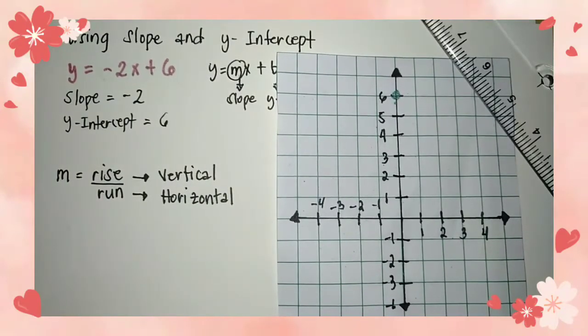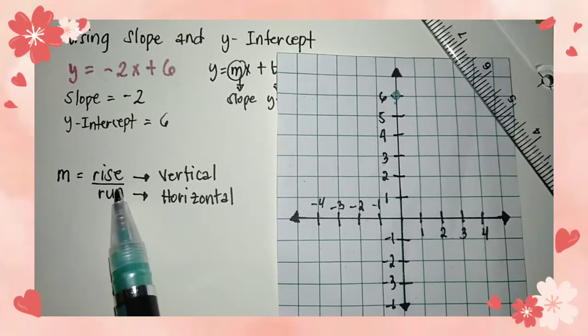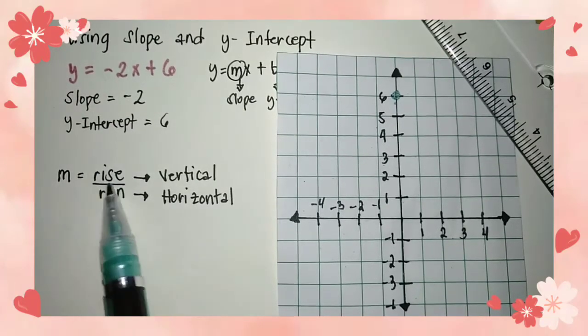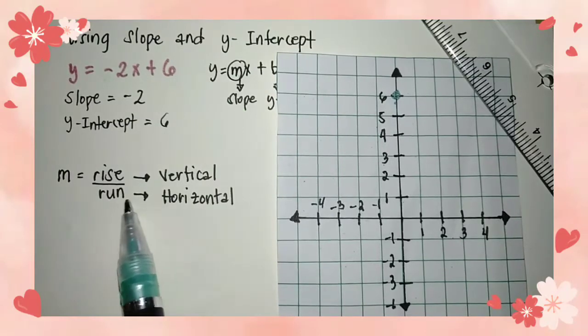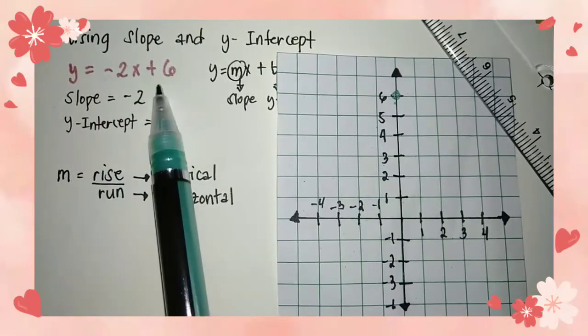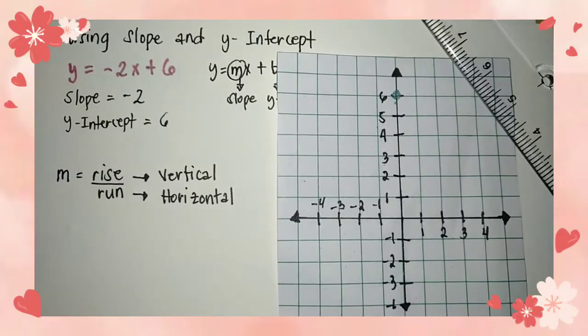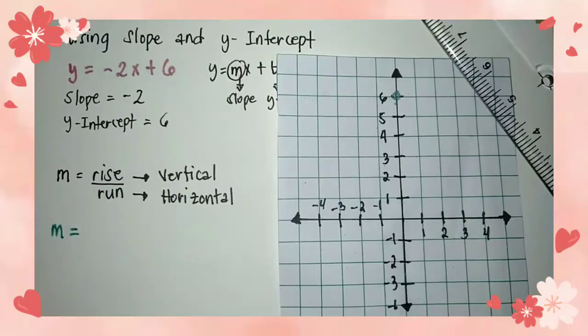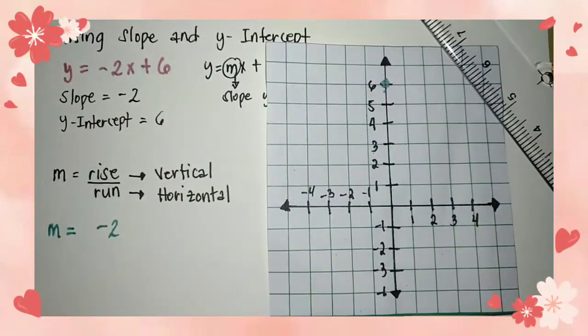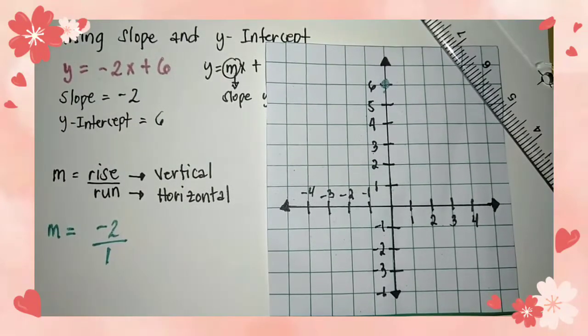Then now, what we are going to do is to plot our slope. How are we going to plot our slope? Take a look at this. We have m is equal to rise over run. Meaning to say, ang ating rise is yung change in vertical and ang ating run is yung change in horizontal. Paano yun, ma'am? Hindi naman po fraction yung nakuha natin na slope. Ang slope po natin is negative 2. So, ang gagawin nyo dyan is ganito. Since ang ating slope ay negative 2, so we have m is equal to negative 2, i-assume natin yung ating denominator as 1.